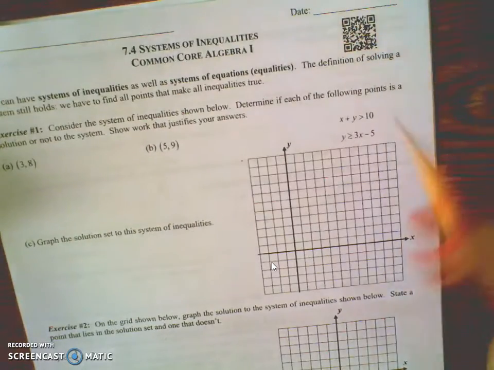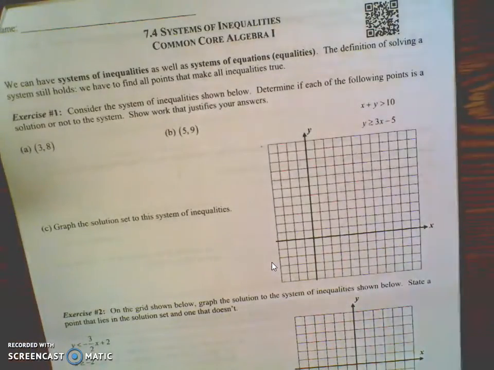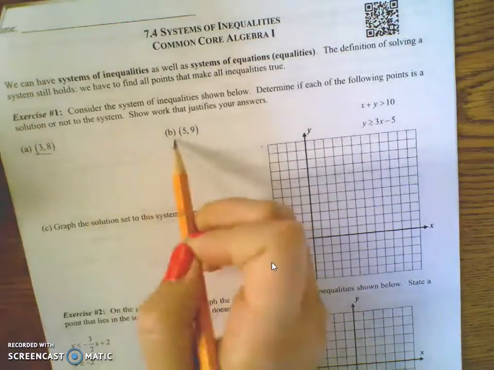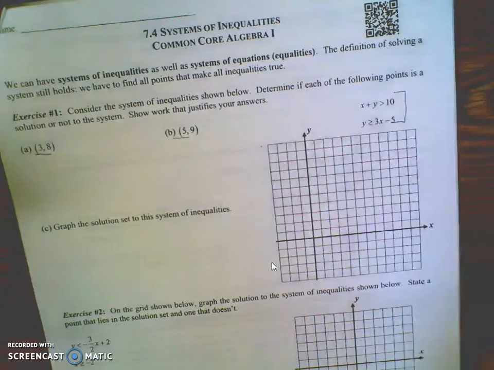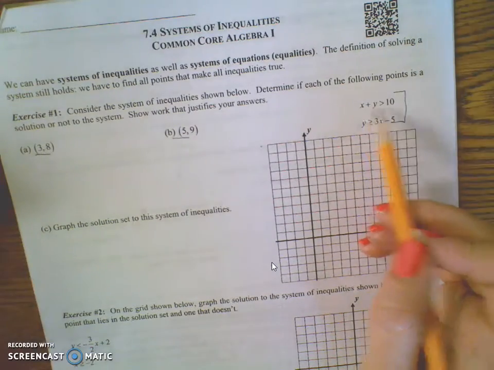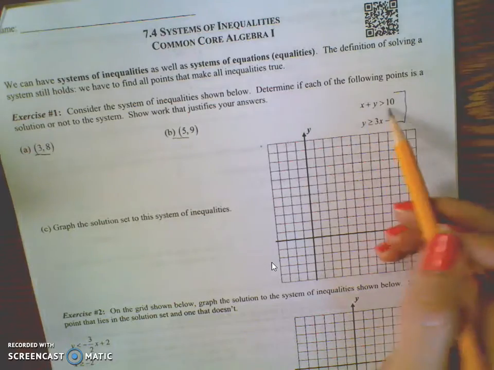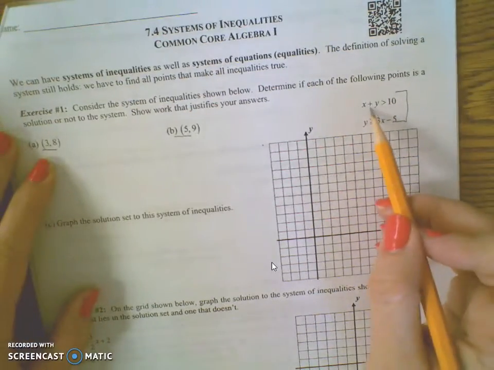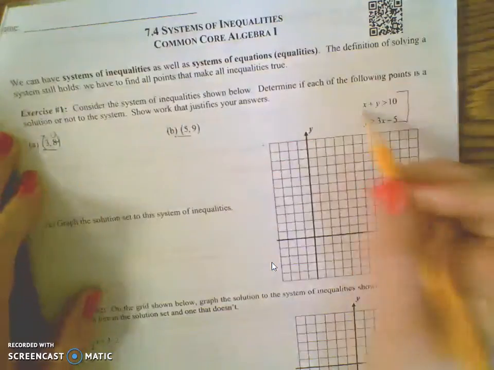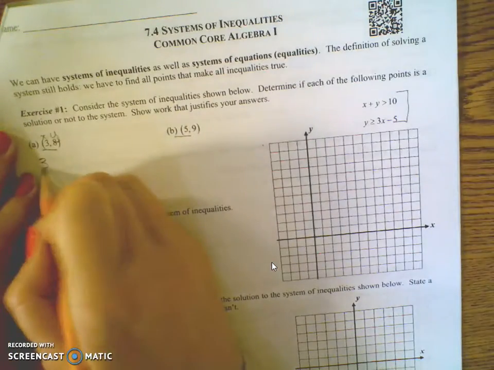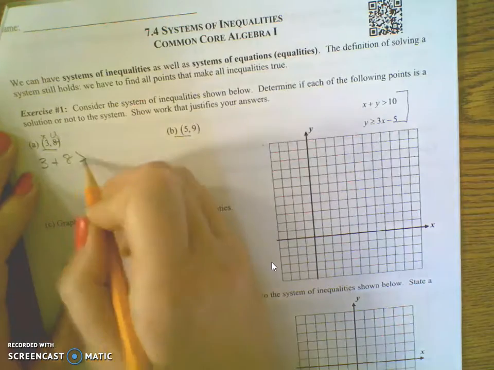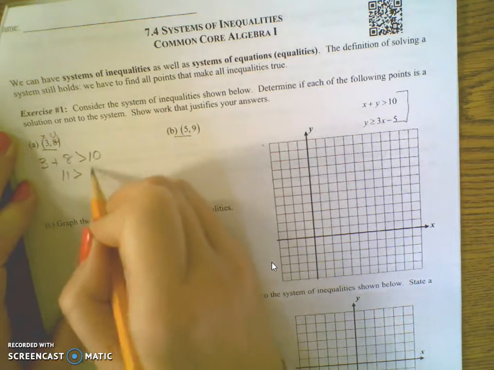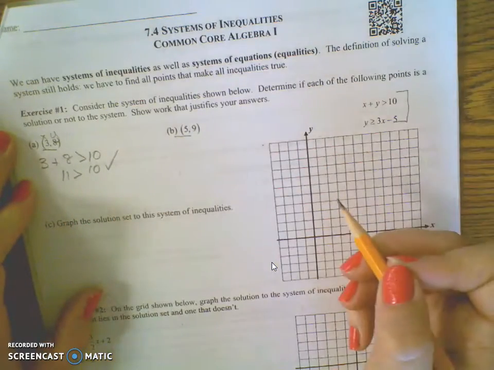All right, so first thing we're going to do is take a look at how we decide if points are a solution to a system of inequalities. It's really similar to what you did with the previous section, except you have to put the point in both of the equations instead of just one. So for example, this is my x and this is my y. I'm going to take this, and 3 plus 8 is greater than 10. 11 is greater than 10. So that one checks out.